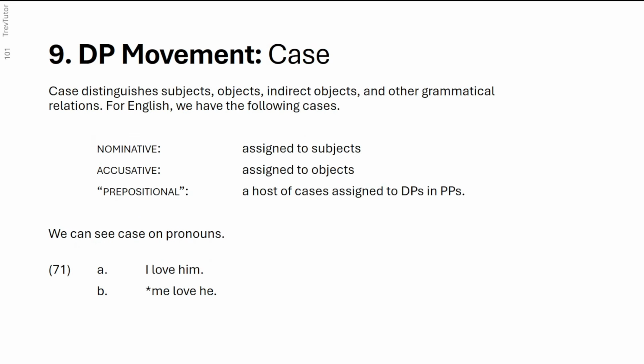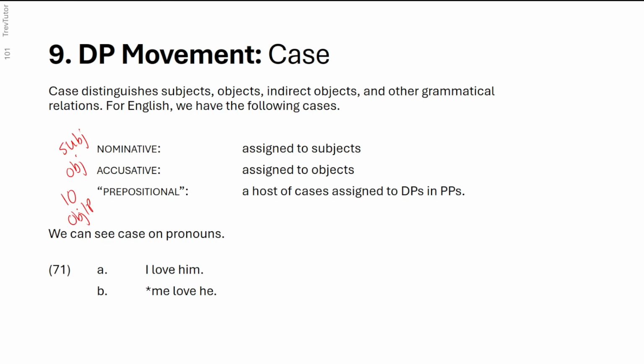So what other reason would we need any sort of movement other than the EPP? Well, English uses case assignment for that. So we have three different types of case that we'll use: nominative, which is given to subjects; accusative, which is given to objects; and prepositional, which is given to indirect objects and just objects of prepositions in general. So prepositional case is kind of loose. It could be dative, locative, a lot of different meanings, but we'll just assume prepositional is prepositions.